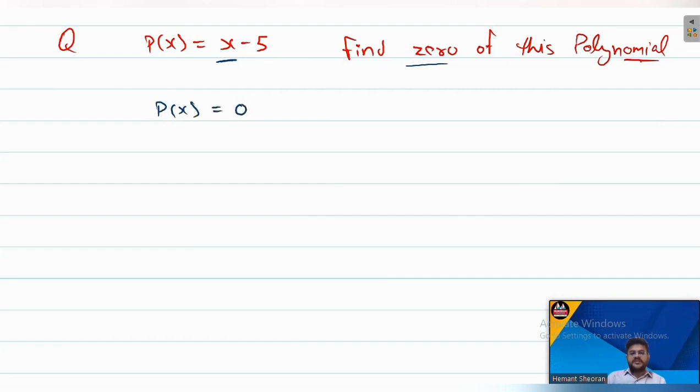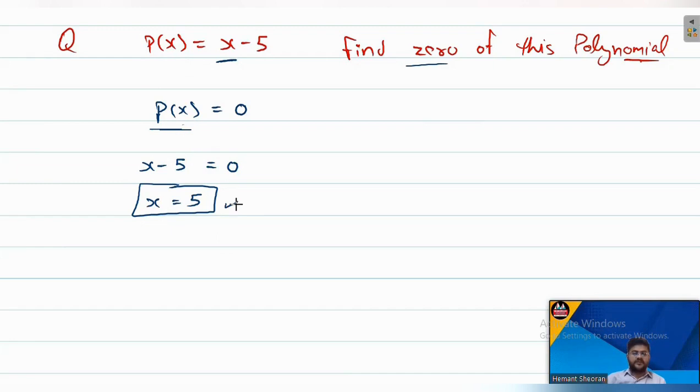We can do it this way as well. If we need a 0 of this polynomial, it means we want to make the polynomial p(x) equal to 0. So I can replace p(x) with x minus 5 equal to 0, and x will come out to be 5. It's just a linear equation that you have to solve. Minus 5 will go to the other side and we get x equal to 5. So we can say this polynomial has 1 zero, that is x equal to 5 only.